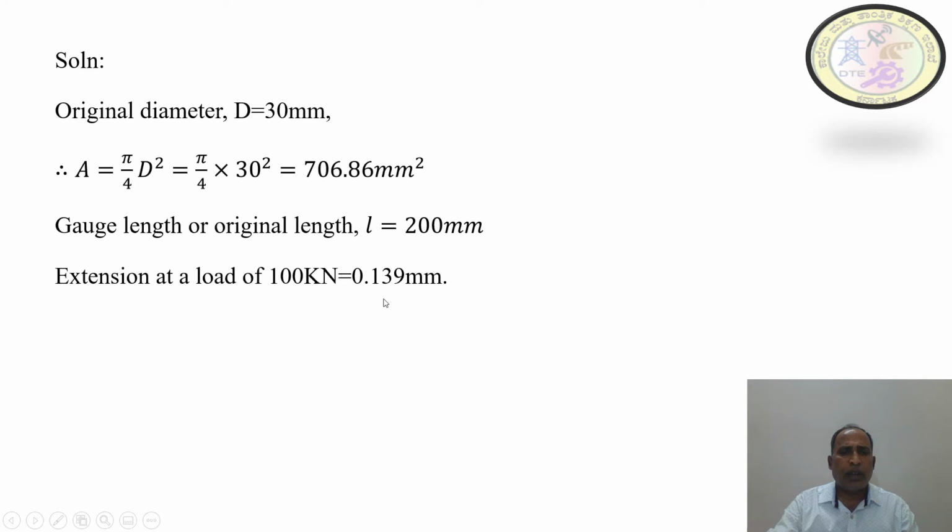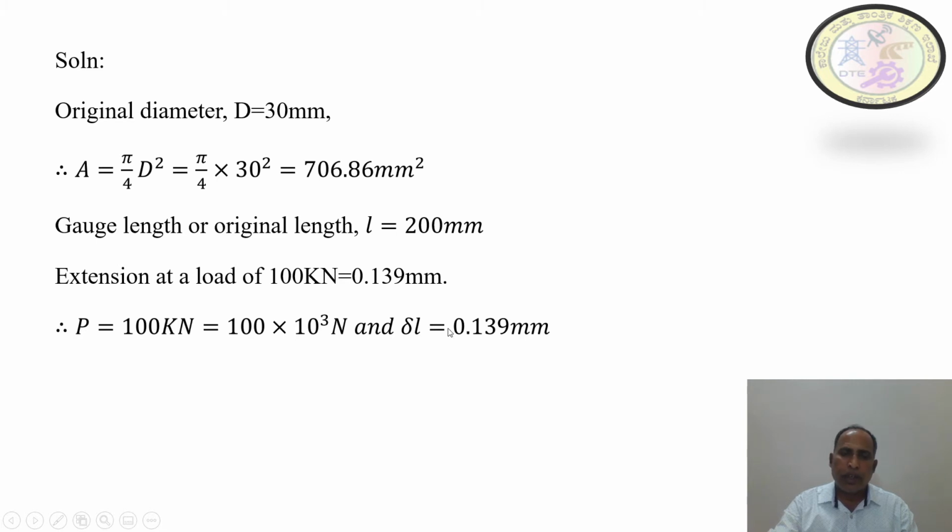Extension at a load of 100 kilonewton is 0.139 mm. Therefore, the value of P is 100 kilonewton. This value will be used for calculating the stress, which is required for calculating the Young's modulus, and delta L, the value that is 0.139 mm at the load of 100 kilonewton, is taken for calculating the strain value, which is required for calculating the Young's modulus.